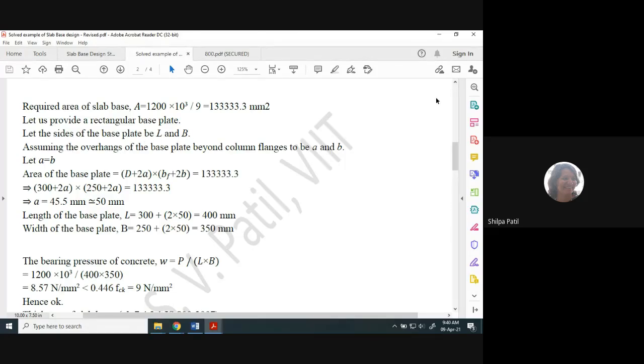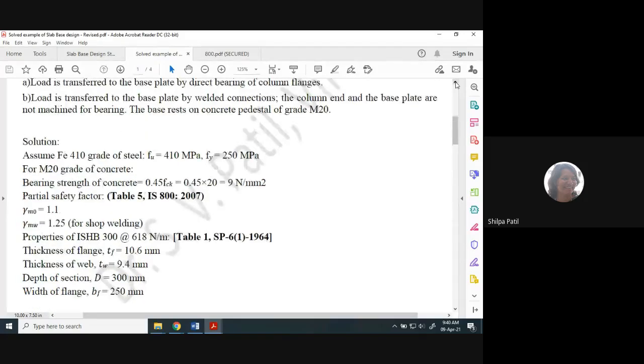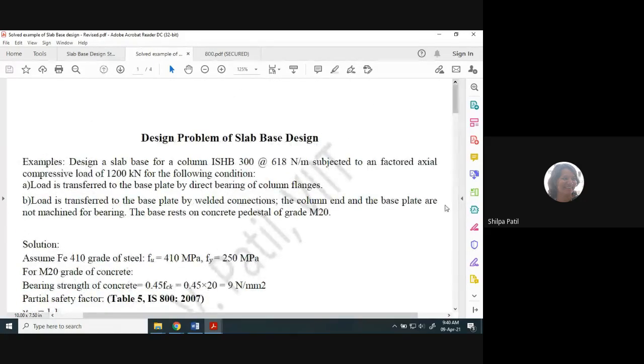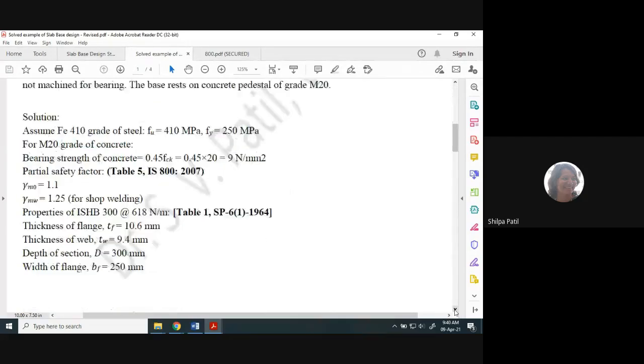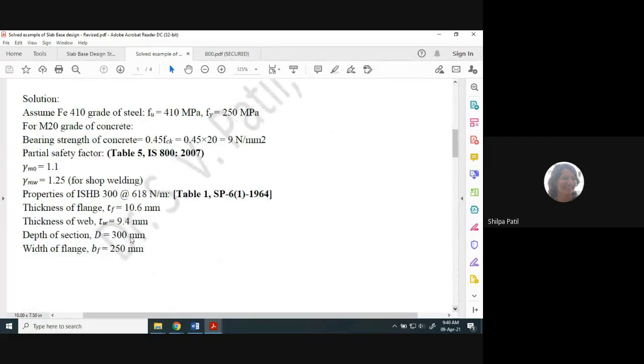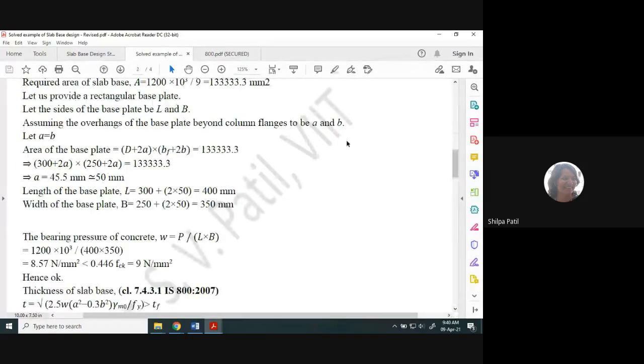Why rectangular? Because if you consider your column overall dimensions, the depth D and the flange width bf are not equal, so obviously we need to provide a rectangular base plate over here. The sides of the base plate we assume as L and B, and the overhang, that is the projection of the base plate beyond the column flanges, we assume as a and b. We consider that projection equal, so we have considered a is equal to b.